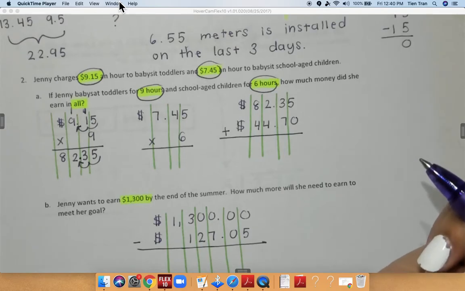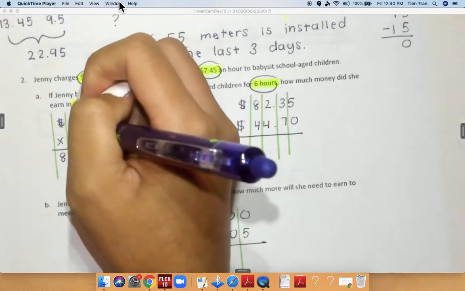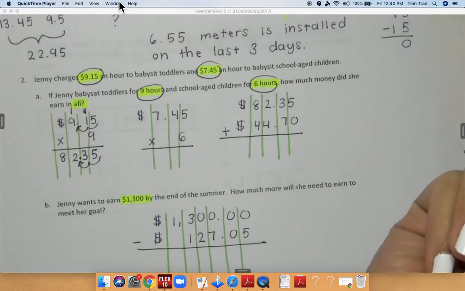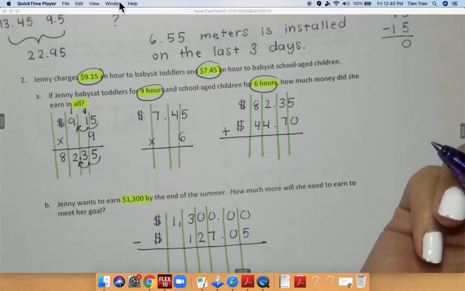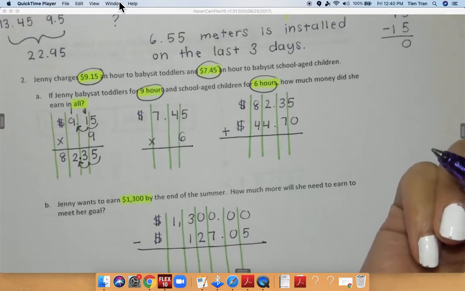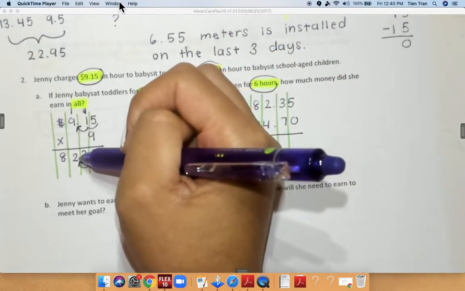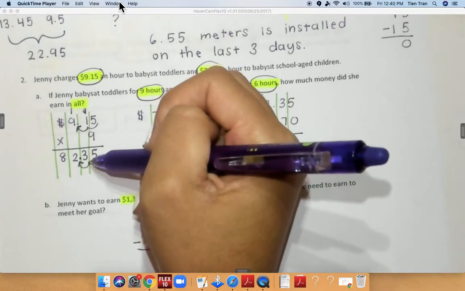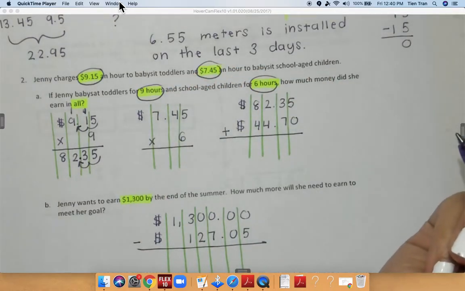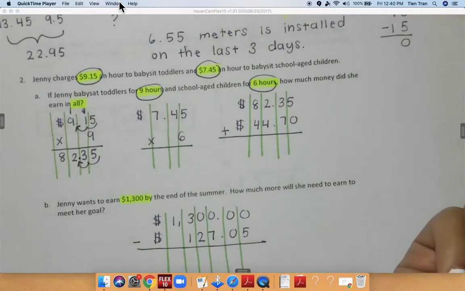Okay, if I'm estimating 9 times 9, right? I'm rounding my $9.15 to $9, and figuring out if I were to multiply that times 9, where would I put my decimal? Would I put it at 82? Or would I put it at 823? It's definitely not 823 because 9 times 9 is 81. So it's going to be at 82.